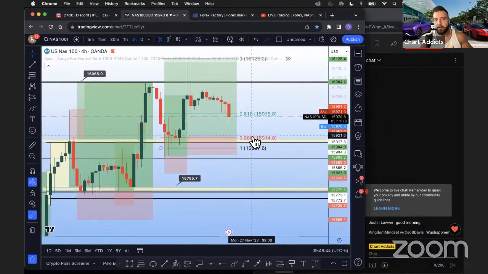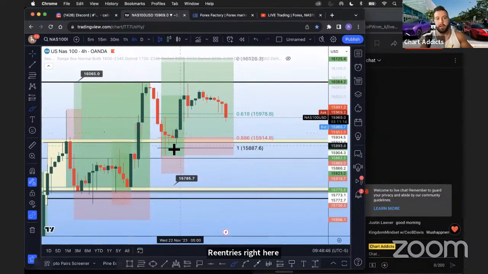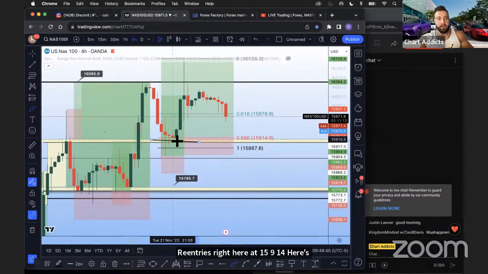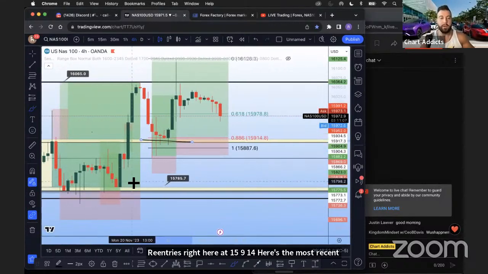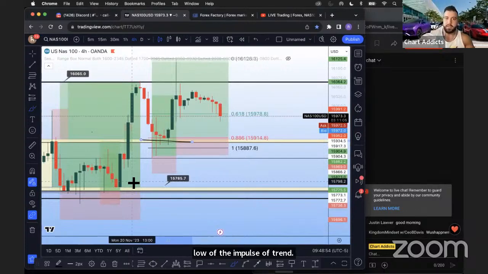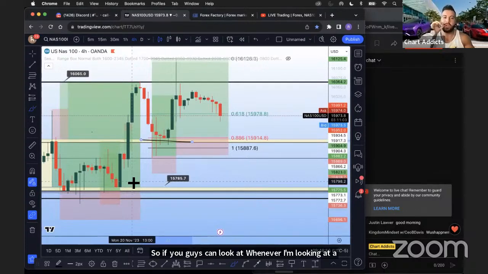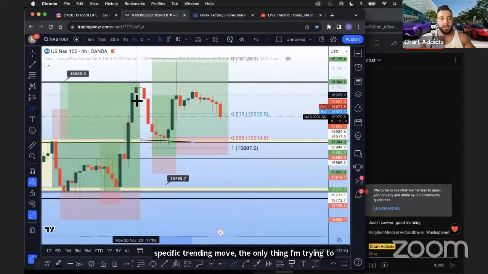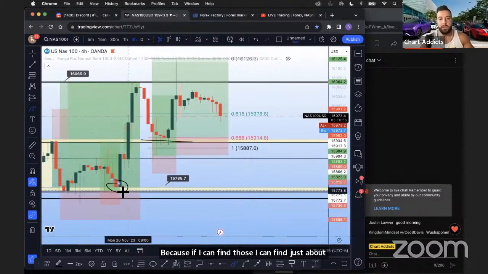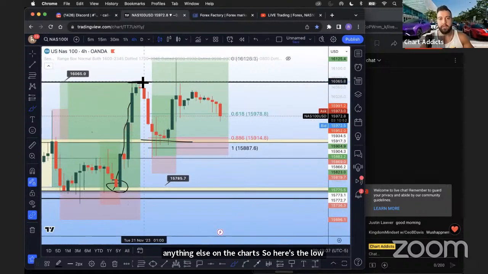All right, re-entries right here at 15,914. Here's the most recent low of the impulsive trend. Whenever I'm looking at a specific trending move, the only thing I'm trying to identify are the lows and highs of the previous impulses, because if I can find those, I can find just about anything else on the charts. So here's the low to the high of this impulse.